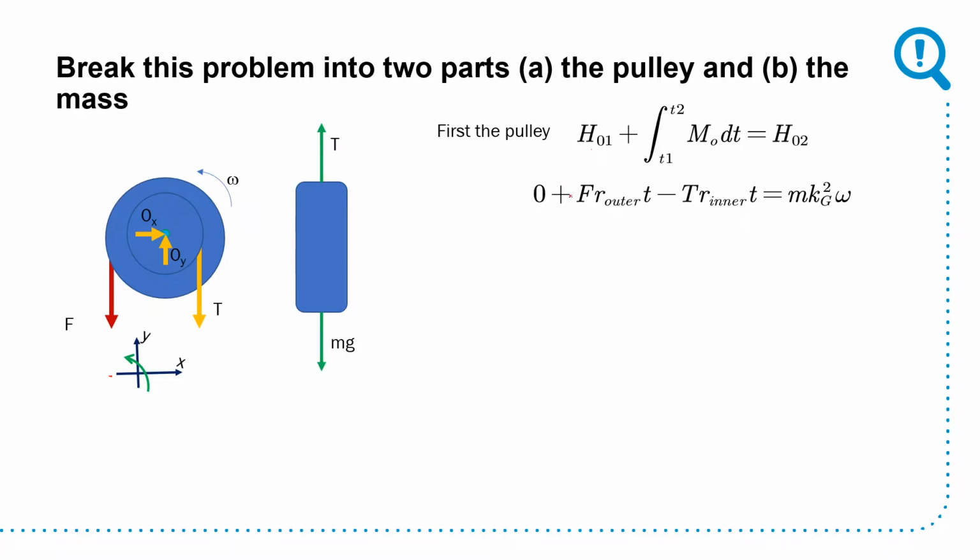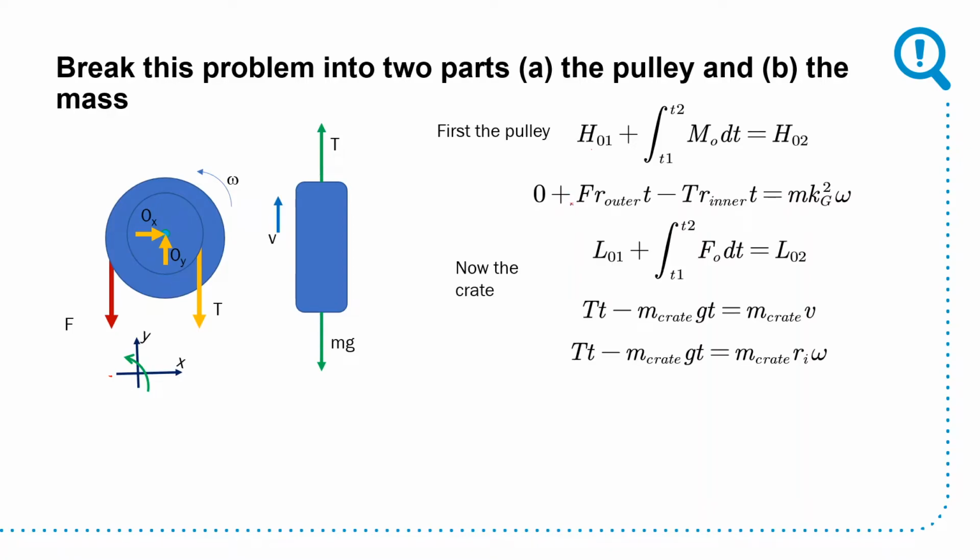For the second term, I have tension and weight, and I've got velocity, which I'm assuming is upward. So I've got L01, L02, T1, T2, F dt. So the initial linear momentum is 0, then the impulse, which is going to come from the tension and the weight of the crate, m g t, and then finally the final linear momentum. I keep tripping over my tongue.